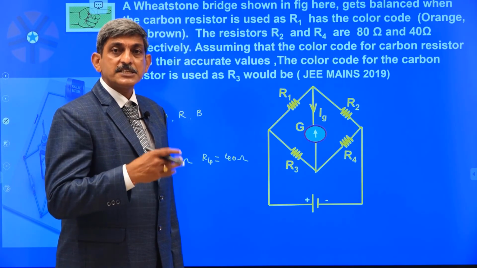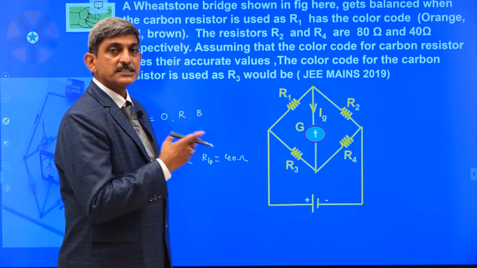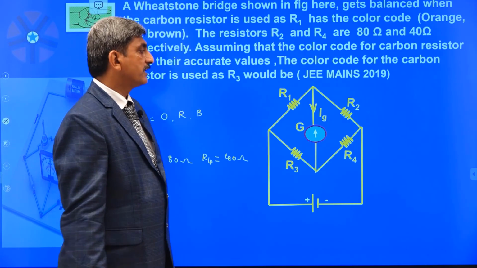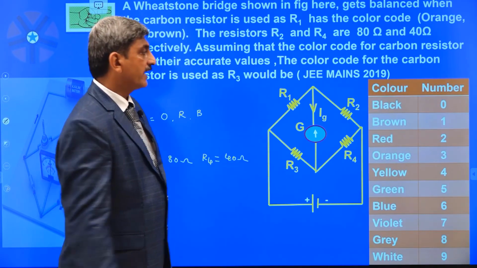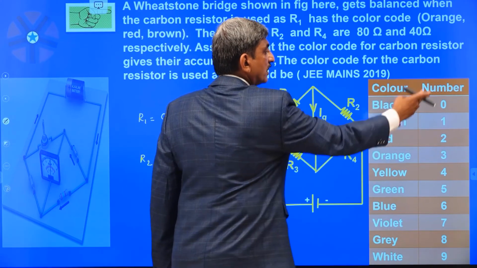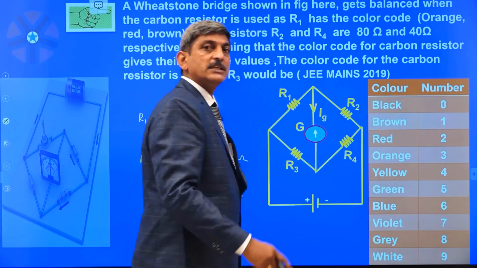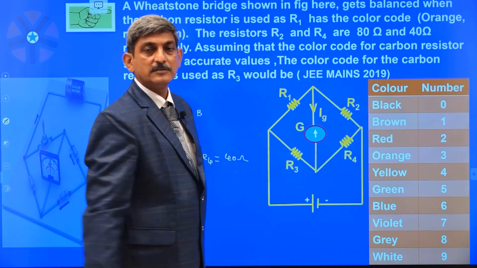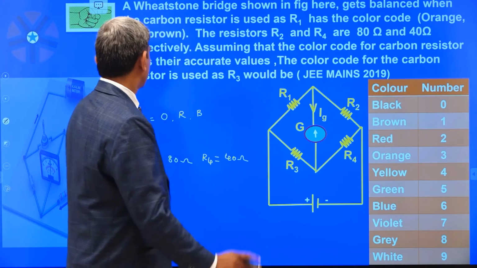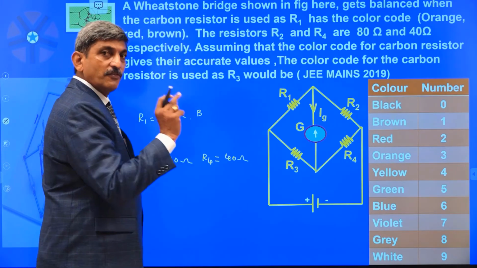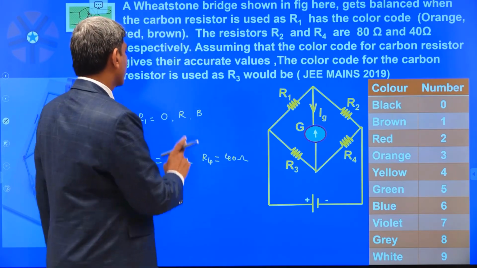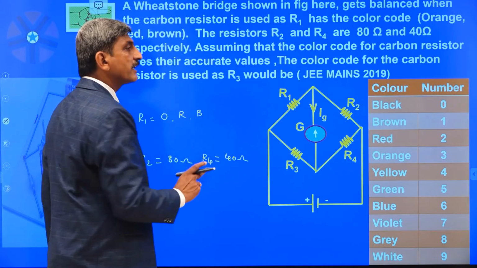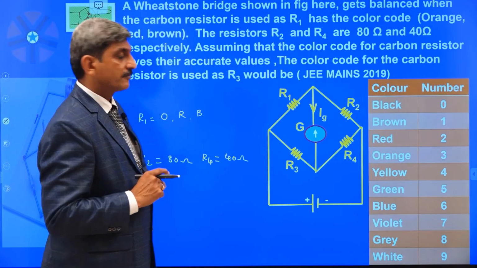To identify the resistance value of the resistors, in case of the carbon resistors, a color coding technique is adopted. See the table, it contains different colors in one column and the corresponding numbers as the digits in the other column. For different colors, different numbers are assigned. So the first color gives the first digit of the resistance. The second color gives the second digit of the resistance and the third color gives the decimal multiplier.